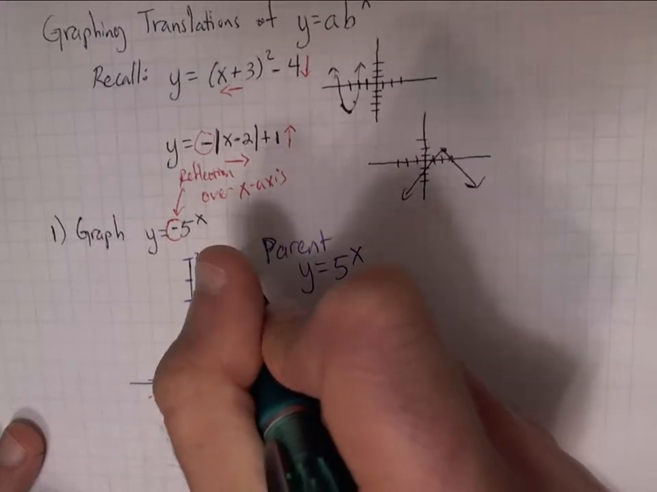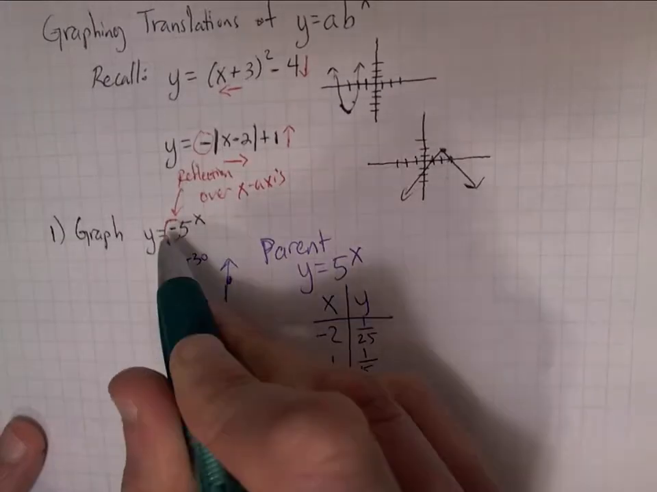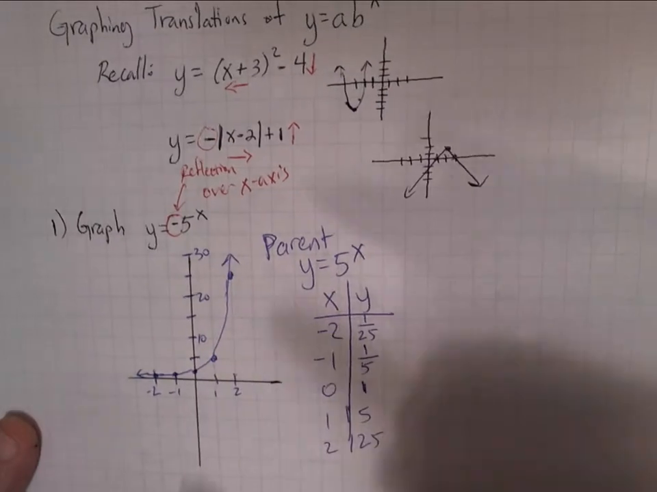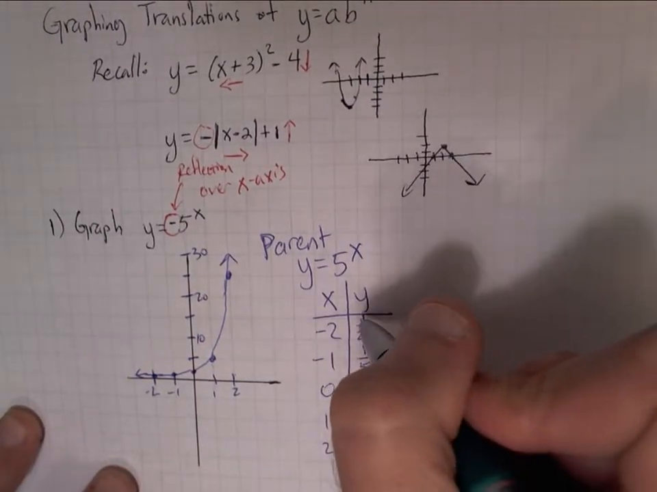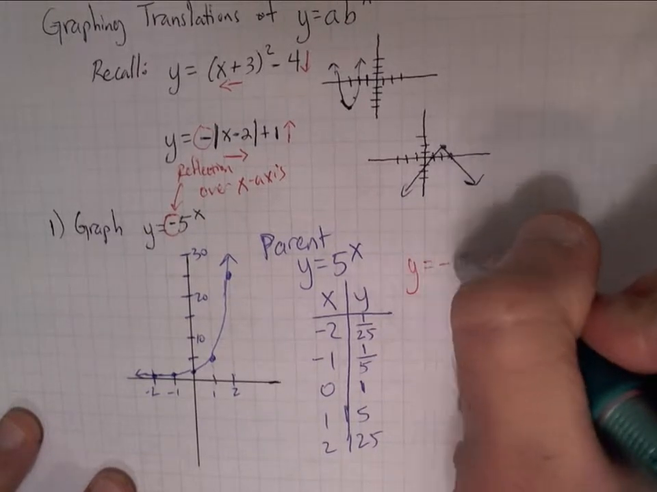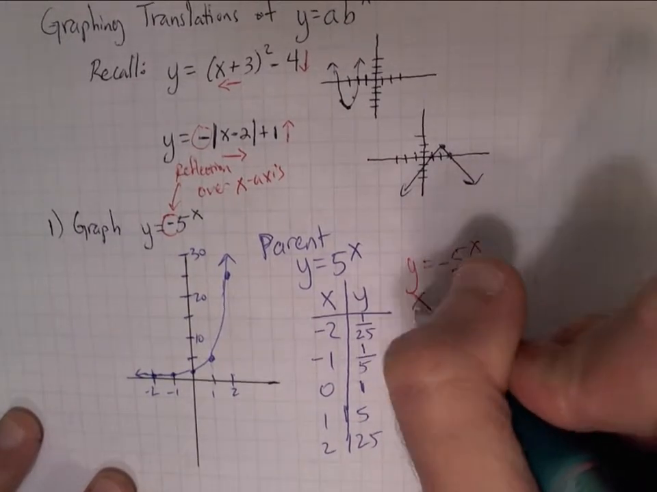And then we could draw that in. Exponential growth this way. Basically, this is, again, just going to be a reflection. It's going to be flipped over here. So all you're going to do for the negative is that the y is going to turn into a negative. So y equals negative 5 to the x. Do that in red.